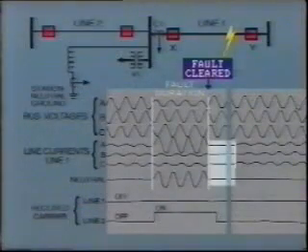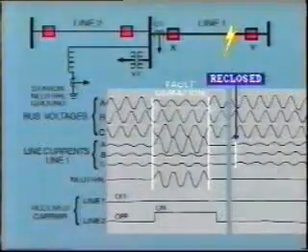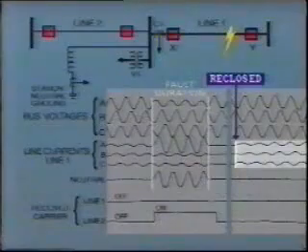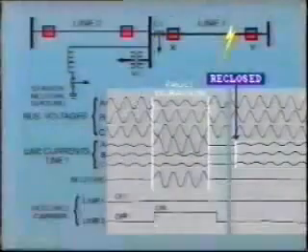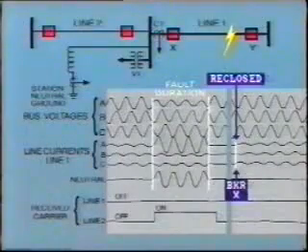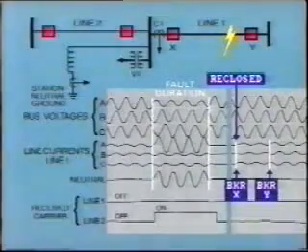This tells us that the line has tripped out of service at both ends. Number 3, the line reclosed successfully after 20 cycles of dead time. This is obvious from the resumption of load current. Notice that the local breaker, X, closes first, and the remote breaker, Y, closes about 2 cycles later.